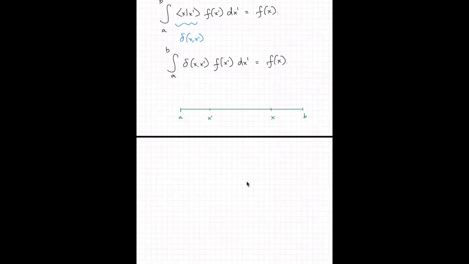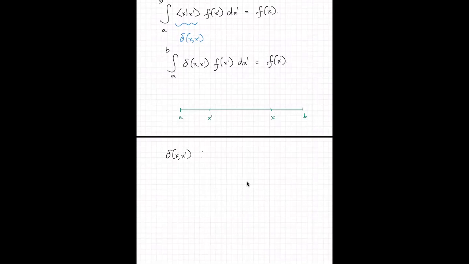In other words, I will write this as delta of x comma x prime. It should be a function such that it projects out the value of the function at the point x, okay? Which means the delta of x comma x prime should know both about x and x prime, and it should be only a function of the difference x minus x prime, because it should be equal to 0 if x is not equal to x prime and 1 if x equals x prime.